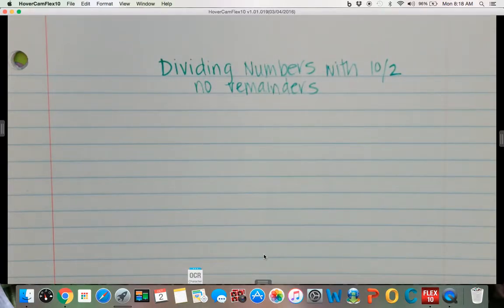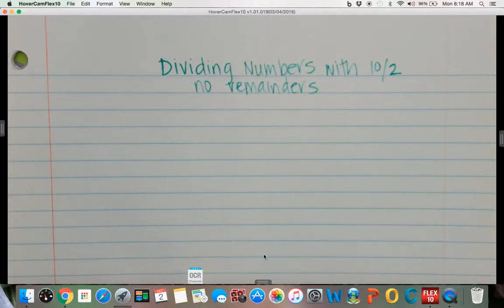Okay, fifth graders, we are going to work on dividing larger numbers with no remainders. We took a little bit of a detour with our LCM and GCF exploration, which is going to help you in the next chapter when we talk about fractions. But we're going to go back to this chapter, which is multiplying and dividing.